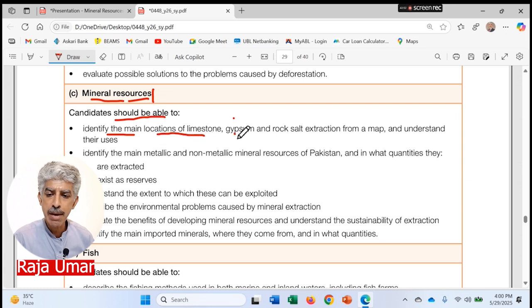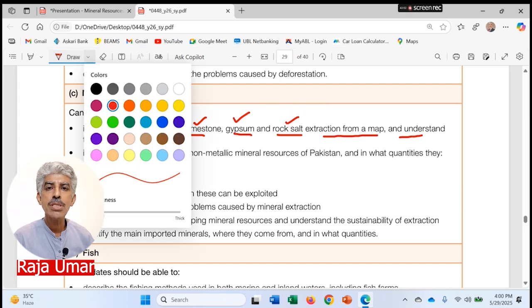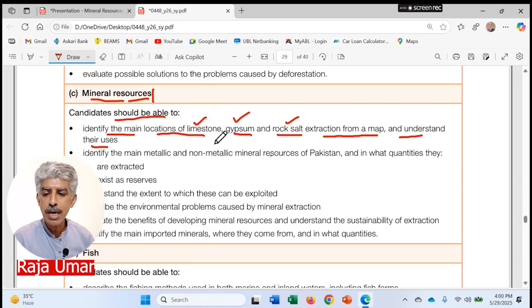Candidates should be able to identify the main locations of limestone, gypsum and rock salt extraction from a map and understand their uses. It means that you are only supposed to learn about these three minerals, where they are located and what their uses are, and the locations should be on the map of Pakistan. So you should know where these minerals are located, what their uses are, and the areas specifically where these are being extracted.